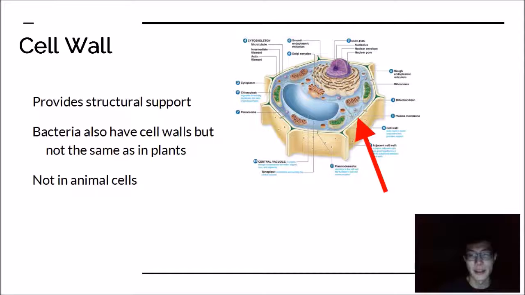Next on the list is the cell wall, which provides structural support. Some other tidbit is the fact that bacteria also have a type of cell wall, but it's not exactly the same as in plants. Generally speaking, in the scope of the course, when we talk cell wall, we're really talking about plant cells. So here's the cell wall, which adds a bit of rigidity to the cell. And it's found in plant cells and bacteria in a different type of manner, but it's not found in animal cells. So we do not have any sort of cell wall.